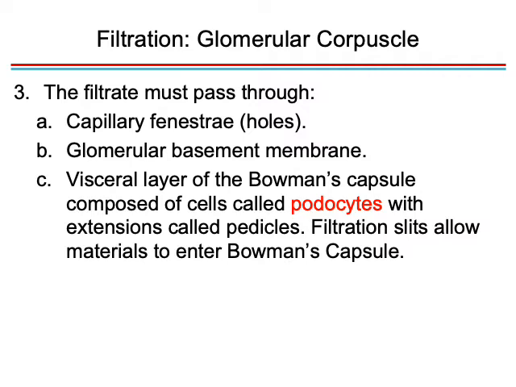The liquid plus the salts, or the filtrate, enters Bowman's capsule, and Bowman's capsule contains a cell called a podocyte, which has kind of amoeboid extensions known as pedicles. These have slits, and the pedicles can cover the slits or not cover the slits. And so Bowman's capsule, via these podocytes, can also regulate the flow of material into the nephron, Bowman's capsule.